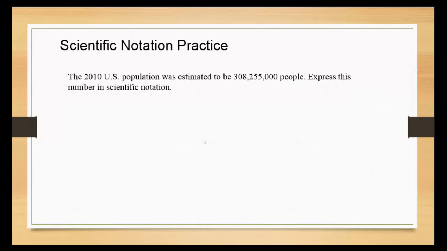So let's do some practice. The 2010 U.S. population was estimated to be 308,255 million people. Express this number in scientific notation. First, I want to find the first non-zero number. That would be the 3. So, my decimal portion is going to be 3.08255. Now, I want to put this in scientific notation, so I'm going to do times 10.